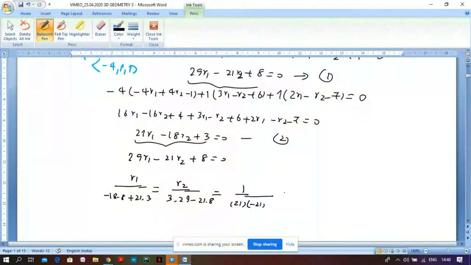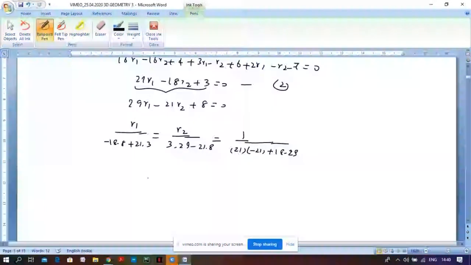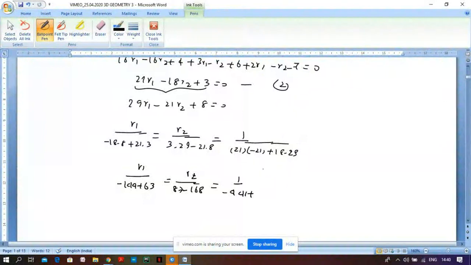Left with plus 8 times 9, 23, 7 minus 168 and 1 over negative 441 and plus, so that gives me 19, and so you will get 522. Now it simplifies a bit.